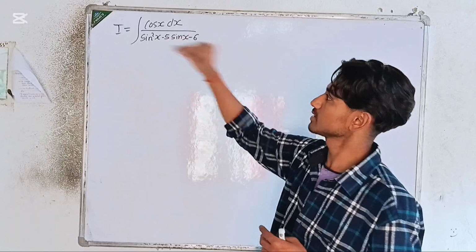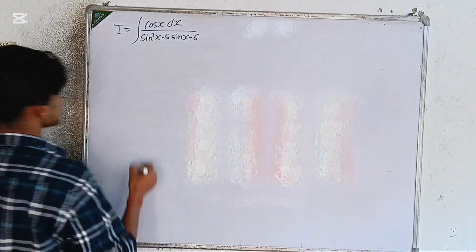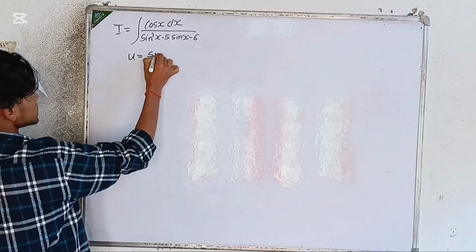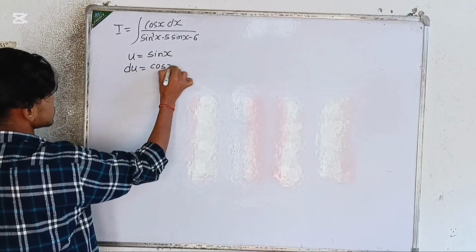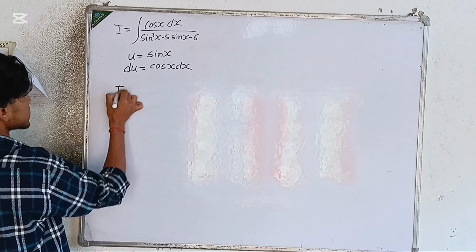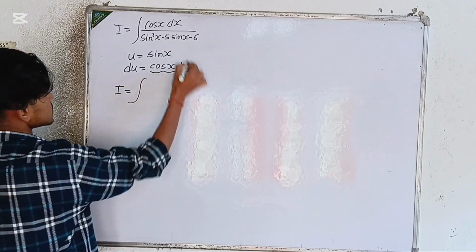This integral looks very intuitive, because once you substitute it you get your desired result. I'm going to substitute u equals sin x, so du equals cos x dx. So I get I as an integral in terms of u.